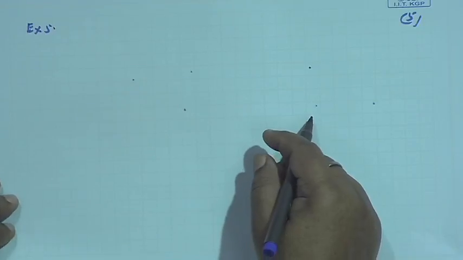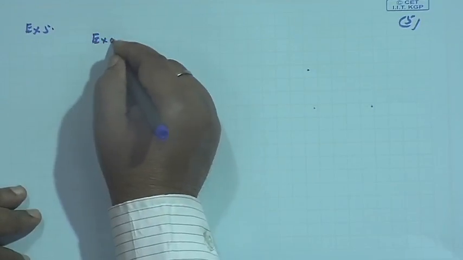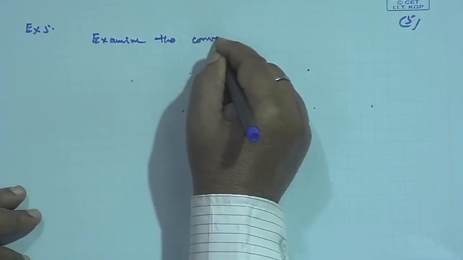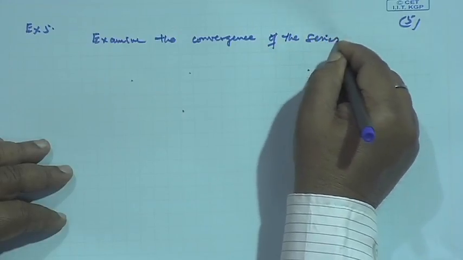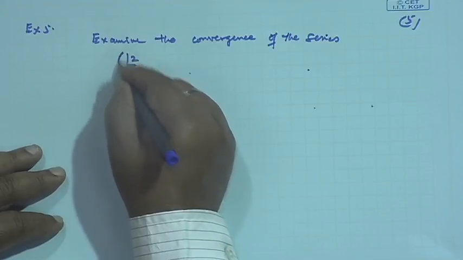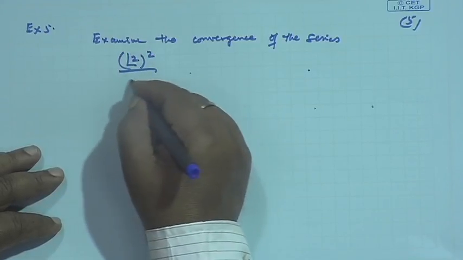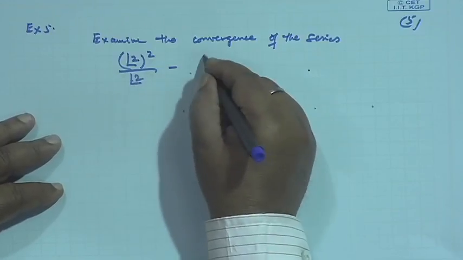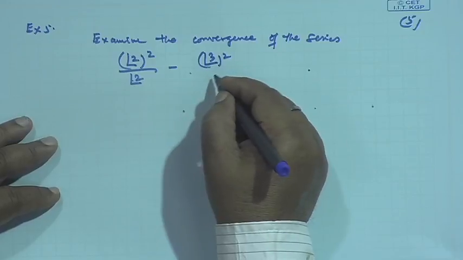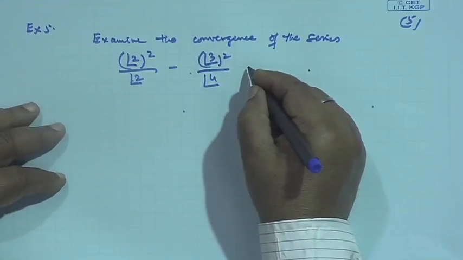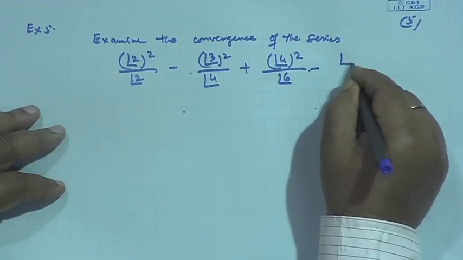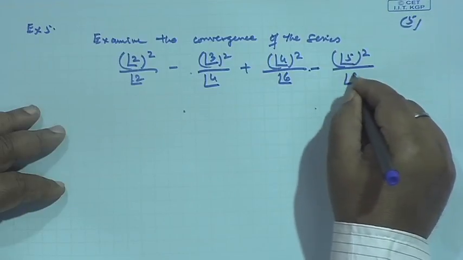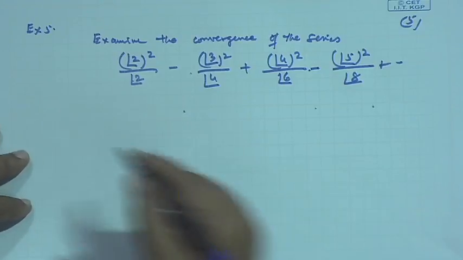The next is, examine the convergence of this series: factorial 2 square by factorial 2 minus factorial 3 square divided by factorial 4 plus factorial 4 square divided by factorial 6 minus factorial 5 square divided by factorial 8 and so on. Examine the convergence of this.